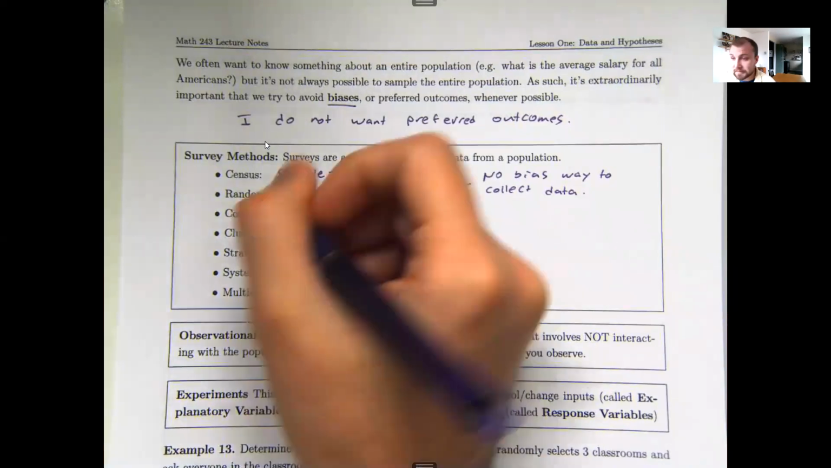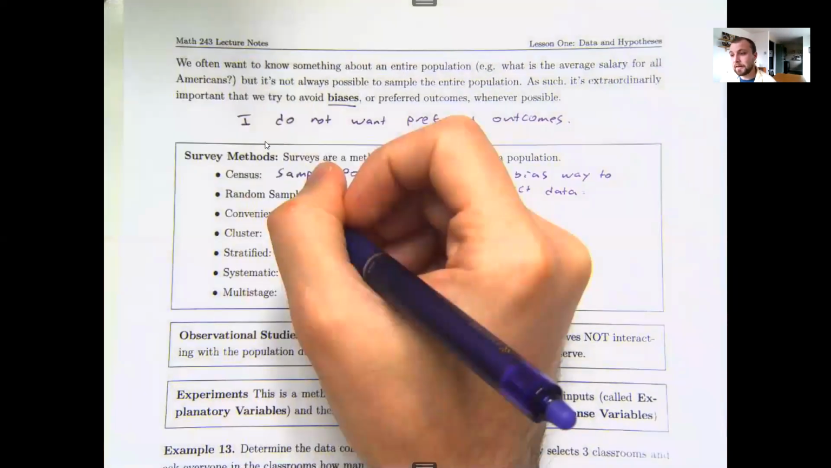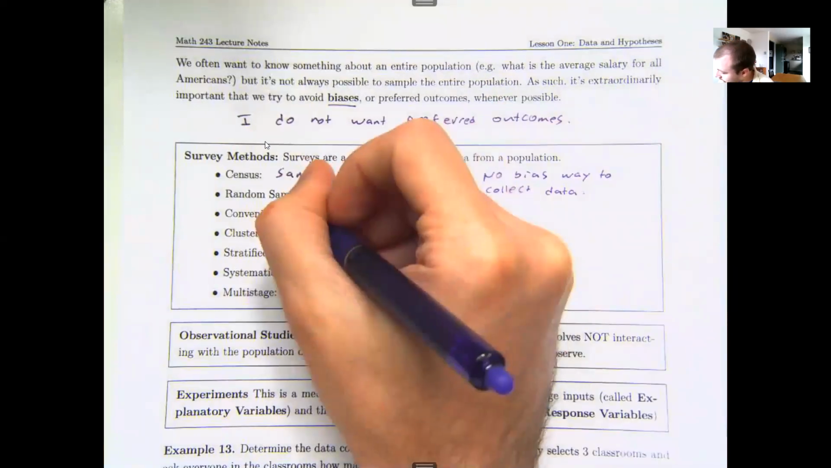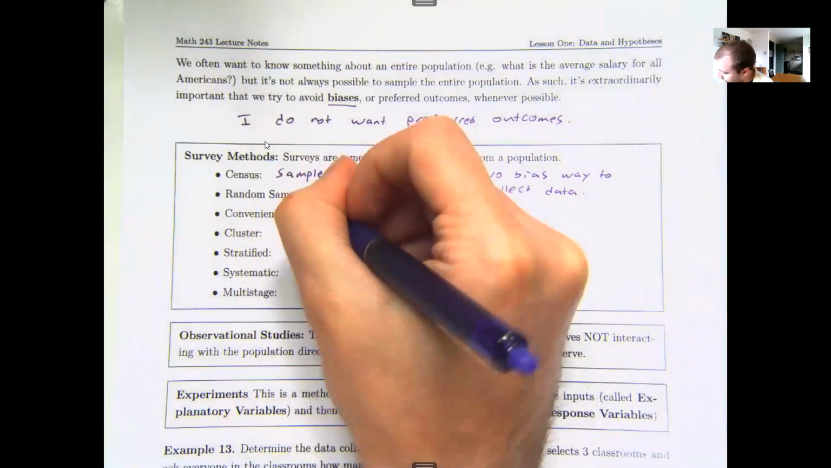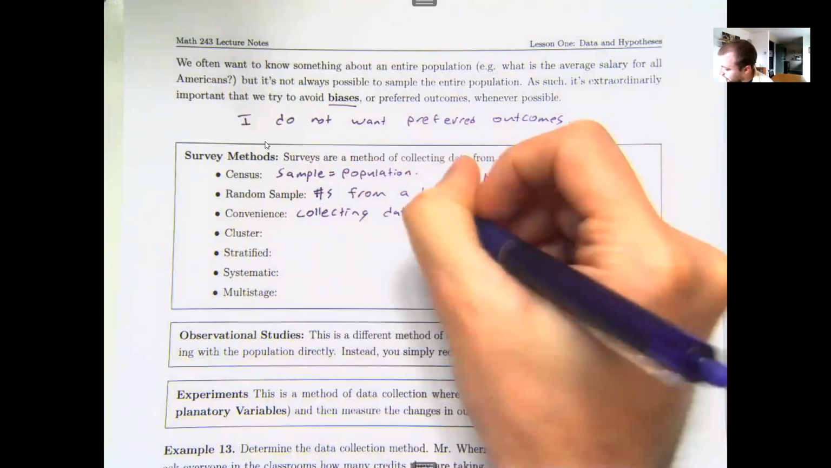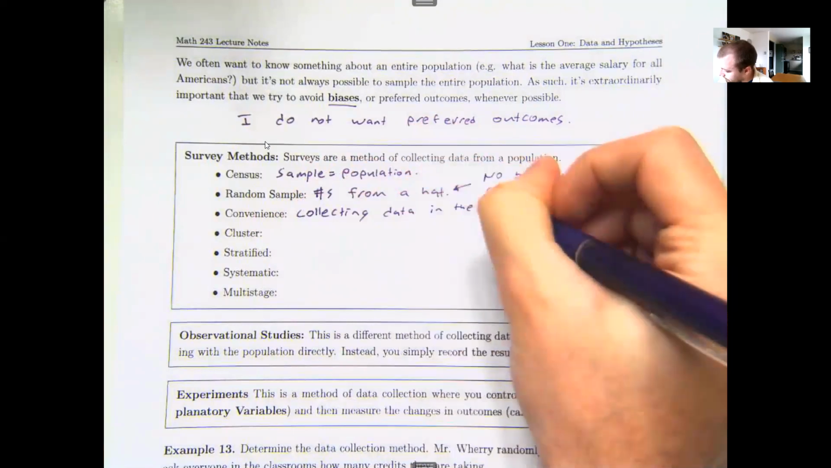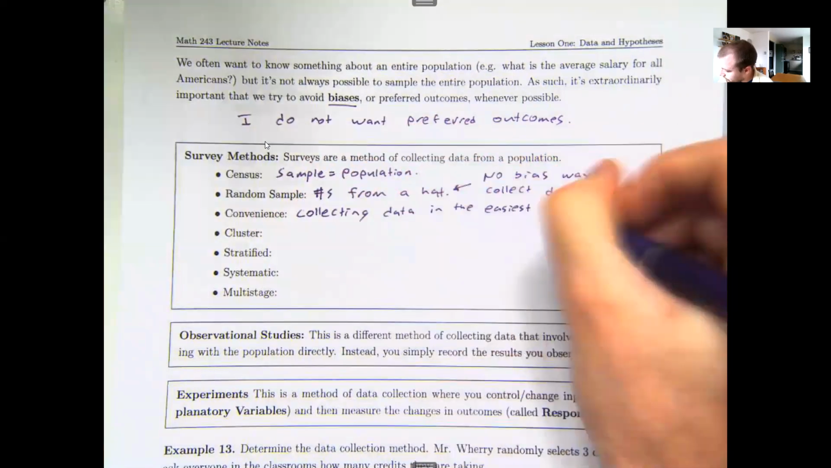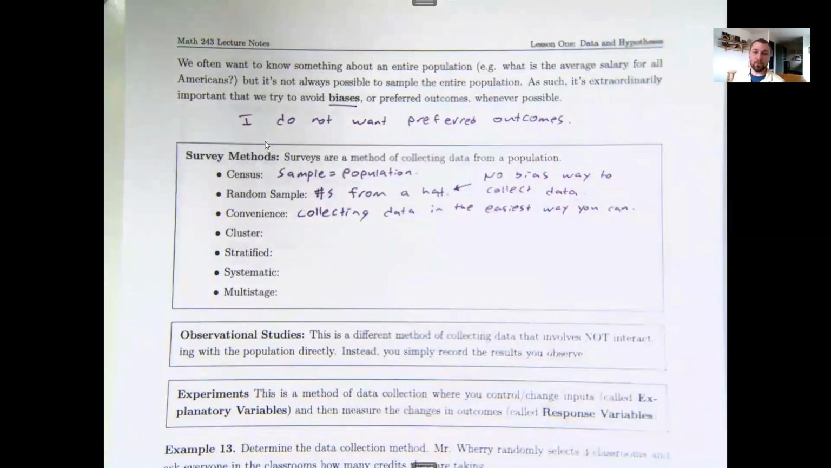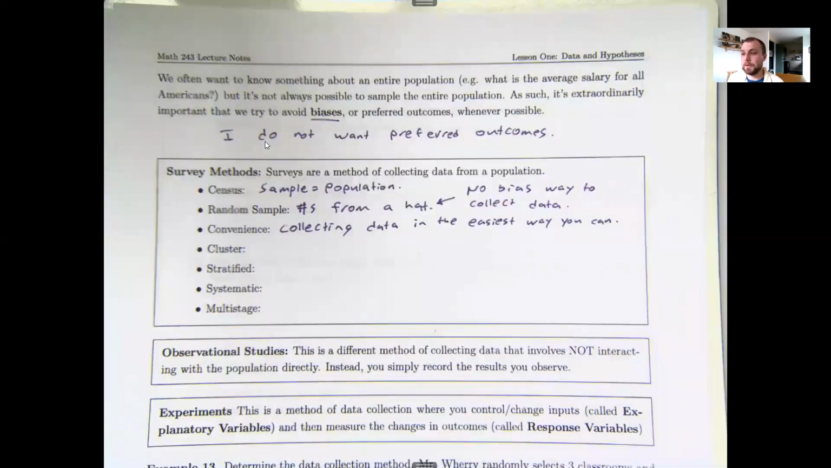Convenience, this is exactly what it sounds like. You collect data in the most convenient way possible. So collecting data in the easiest way you can. So you go into a store and you ask the first 30 people you see, hey, what do you think about this store? That's a convenient sampling. You're collecting it all at once as fast as possible.